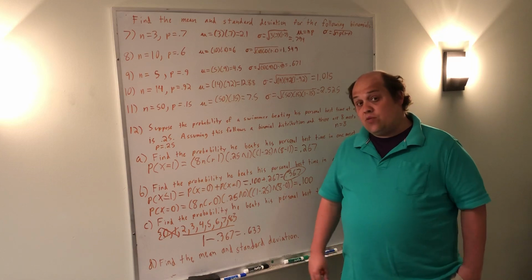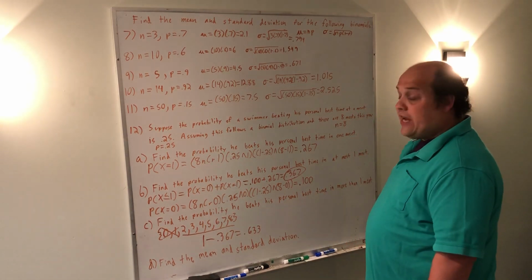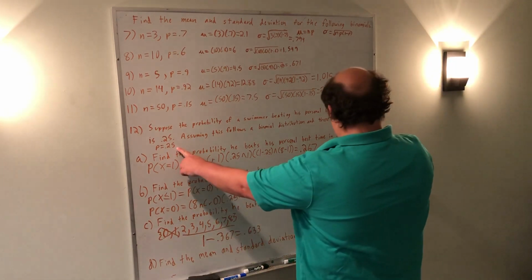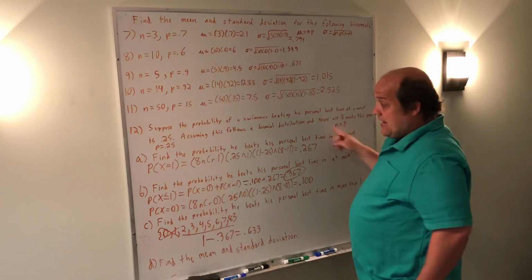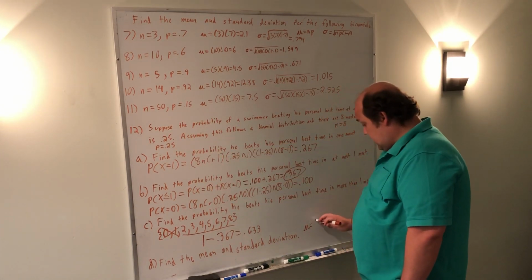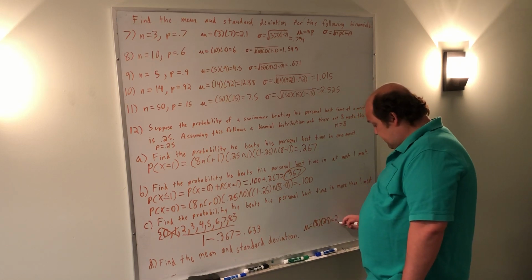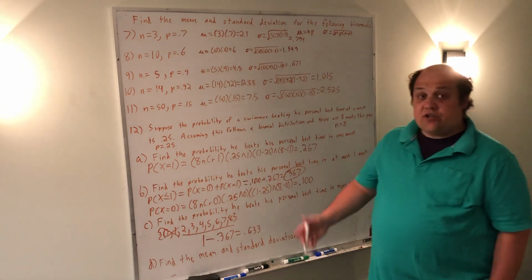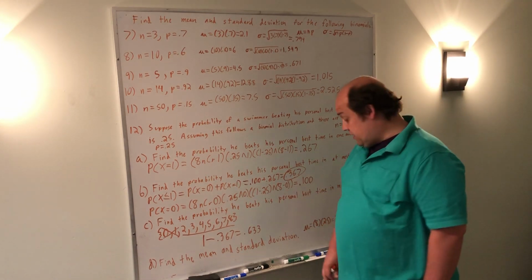Final thing it asks me to do with this word problem is use the information I have to find the mean and standard deviation. Really, these are the only 2 things that I need, the same things that I had above. So if n is 8 and p equals 0.25, the mean mu equals 8 times 0.25, which gives me 2. On average, if he goes to 8 meets, he should have 2 times where he beats his personal best.